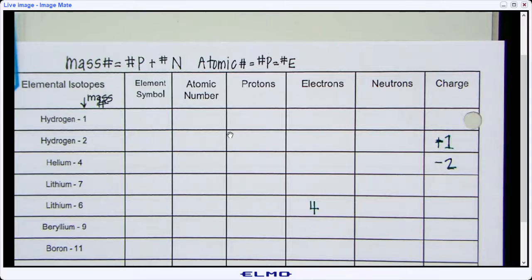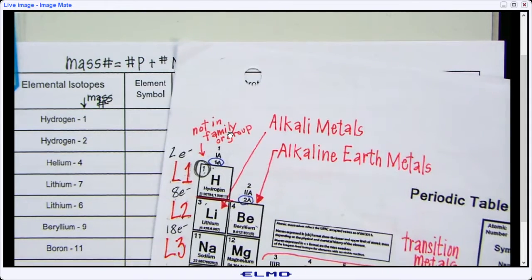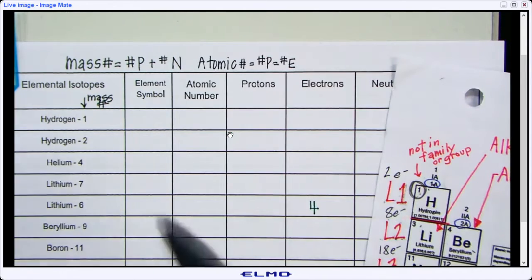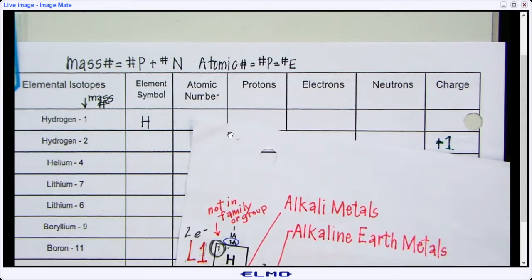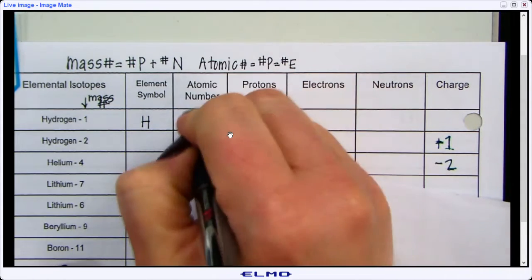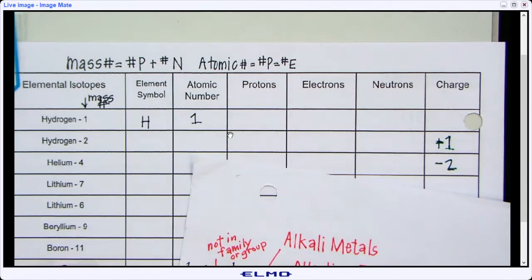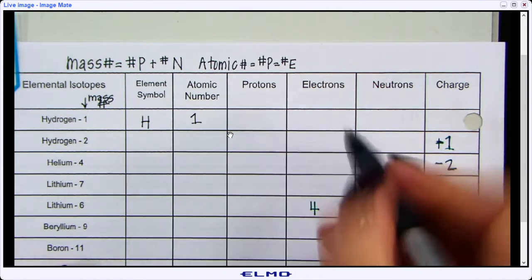When we go to hydrogen, and we go to our periodic table, we can see that hydrogen is H, which you should already know from your elements mastery tests. But then we need to look it up for the atomic number. The atomic number for hydrogen is 1. That will not change for isotopes. It'll be the same for every one.